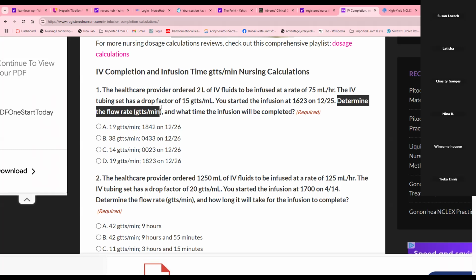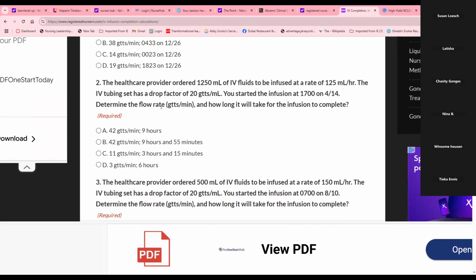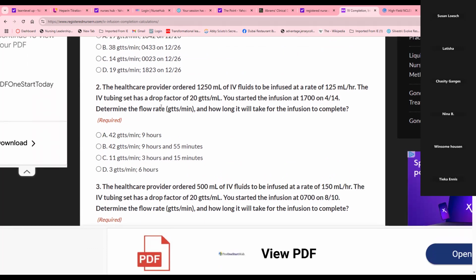Again, you have to know what the question is asking. Look at this one here. This one also says the same thing. So the first thing you have to do here is determine the drop factor using that formula. Then you need the volume and the rate.